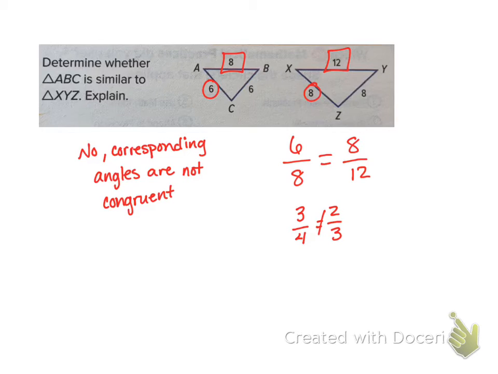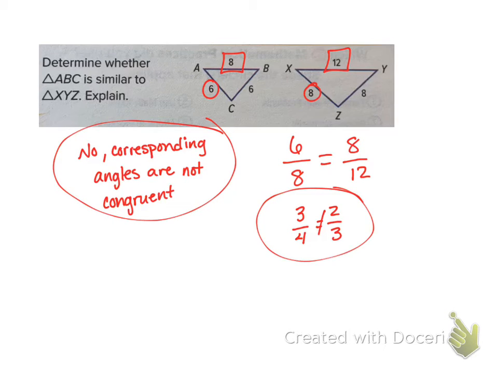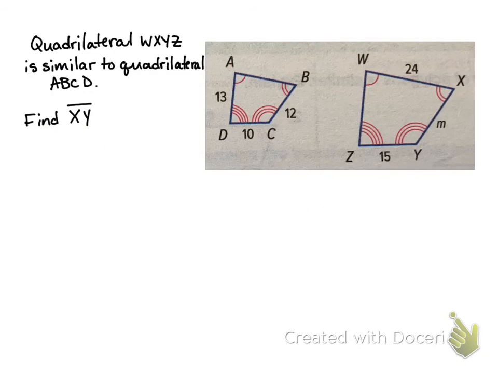We can circle both of these here. We could also say something like our side lengths are not proportional to each other. Okay? Moving on.